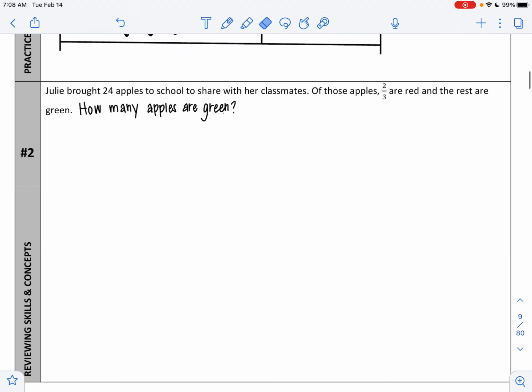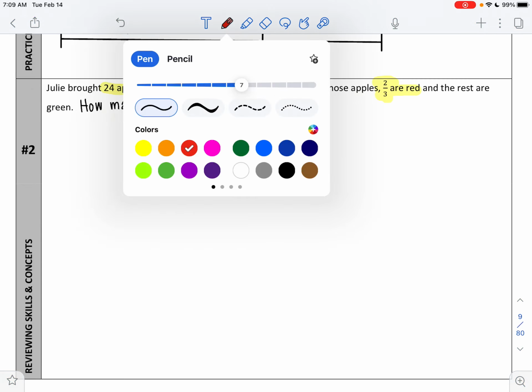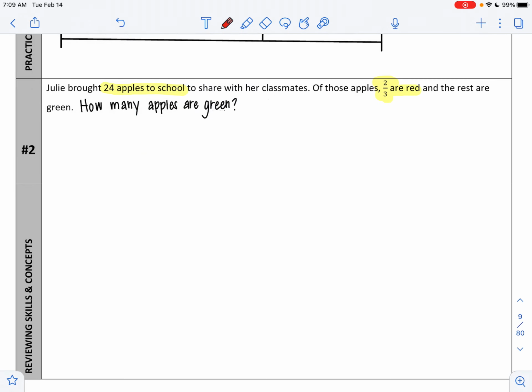Number 2 on Tuesday is also very similar to the question that we did, number 2 on Monday. It says, Julie brought 24 apples to school to share with her classmates. Of those apples, 2/3 are red and the rest are green. And you just have to find out how many are green. So you know that you have green and red apples, and that when you add the green, however much that is, plus the red, you end up with 24 apples.